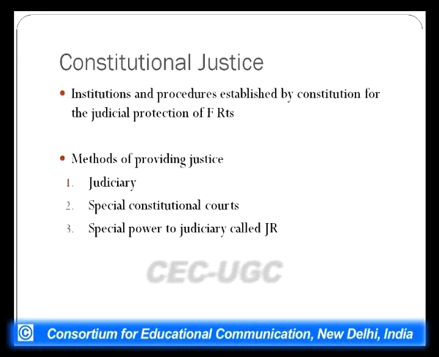Now, methods of providing justice. When we talk about constitutional justice, how does the constitution do justice? There are 3 methods. One is that you involve the judiciary. The second is that we bring in special courts, which are called constitutional courts. And the third is that we give a special power to the same judiciary, and this special power is called judicial review.